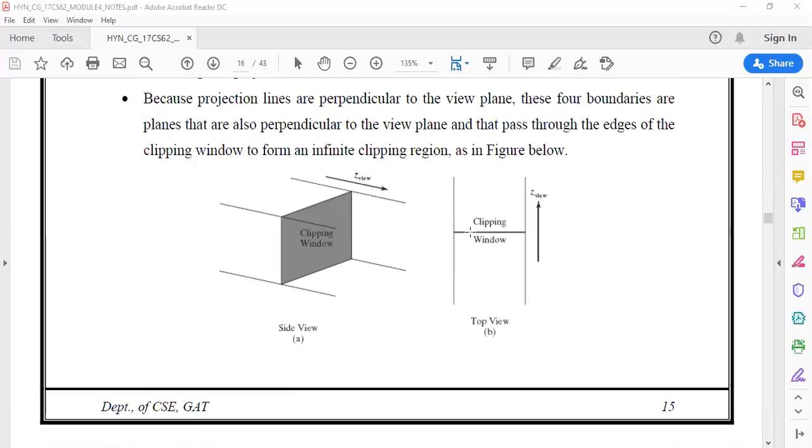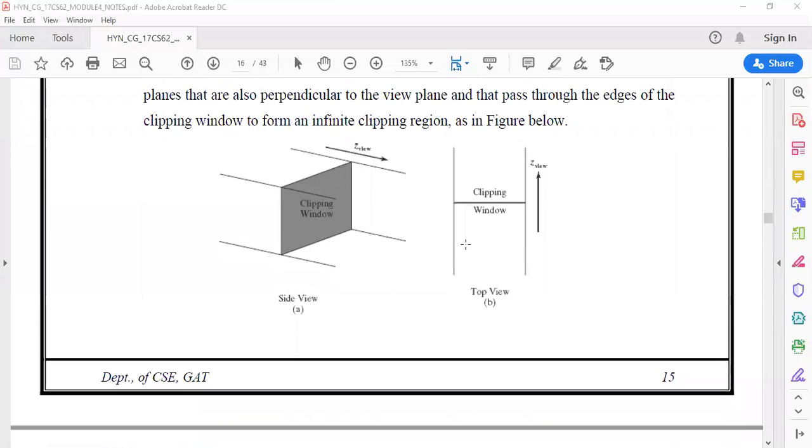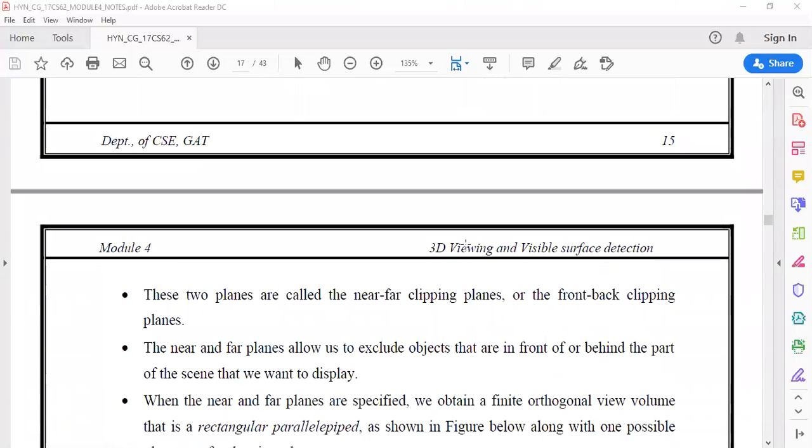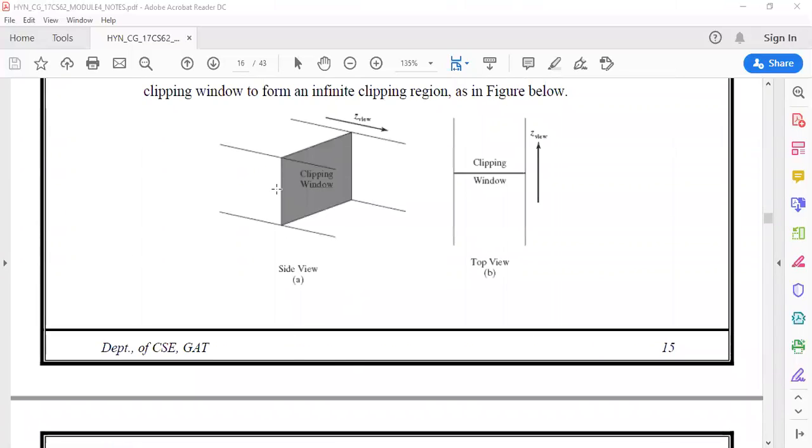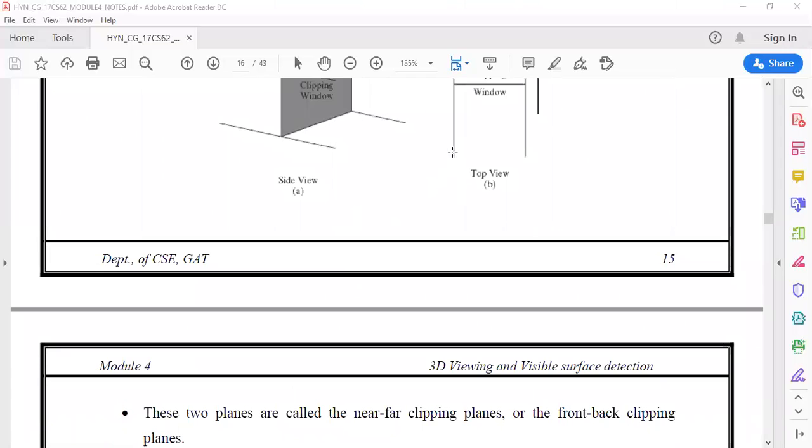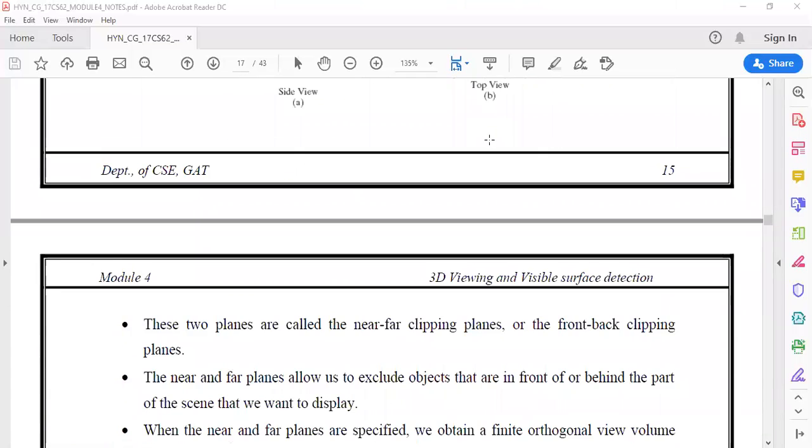If I look from the top view, this is my clipping window, so I'm looking from the top. This is how the clipping window forms a clipping region. These two planes are called the near and the far clipping plane, or the front and the back clipping plane.